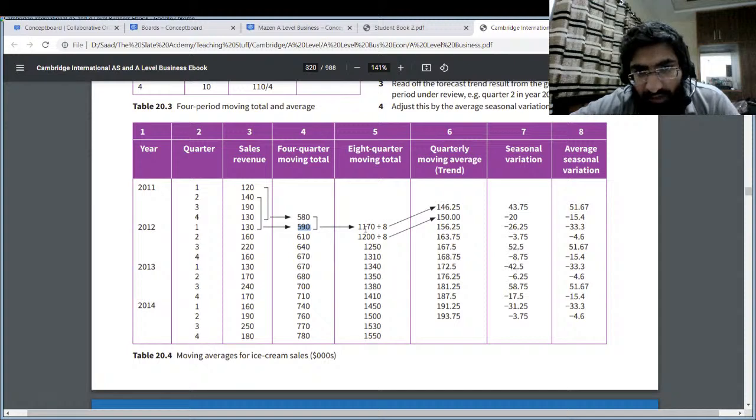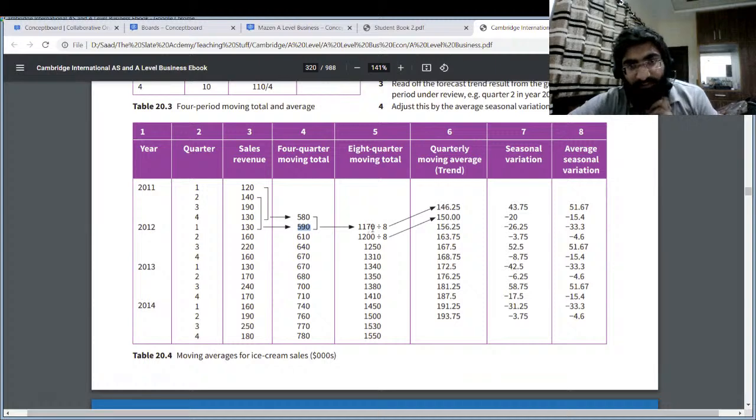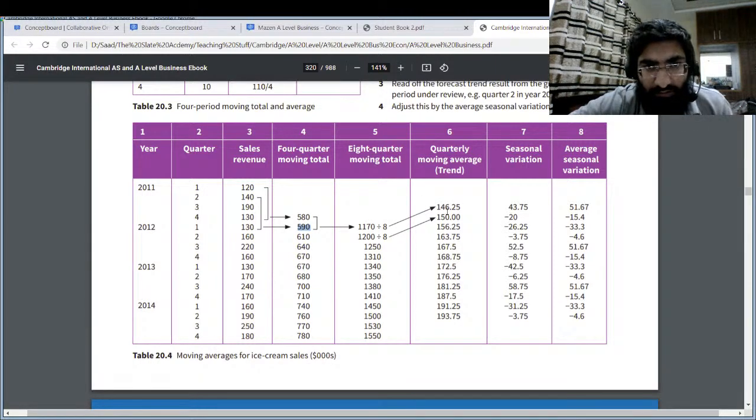I divide this by 8, because we are moving in quarters over here, 8 quarters, 3 months each. So I divide this by 8 and I get the quarterly average. And this quarterly average, since it's for quarters 1, 2, 3, 4, and 5, I write in front of the middle one, this third one over here, 146. Then I say the quarterly average is 146.